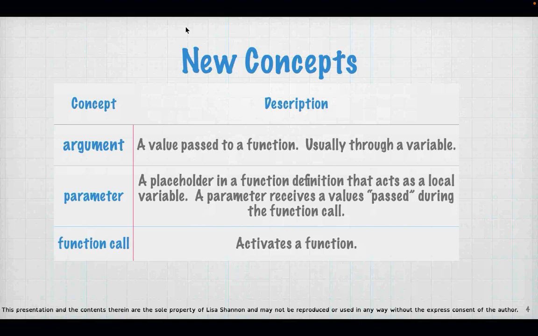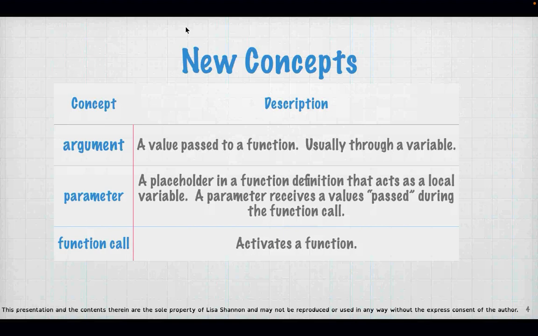A parameter is a placeholder in the function definition, and it basically is like defining a local variable for the function, and it creates a placeholder so you can receive information into the function so that you can use the local block of that function to do whatever calculations you need.